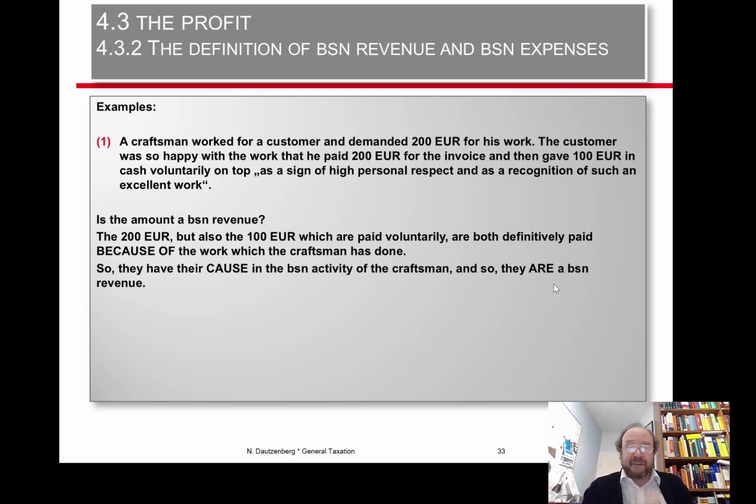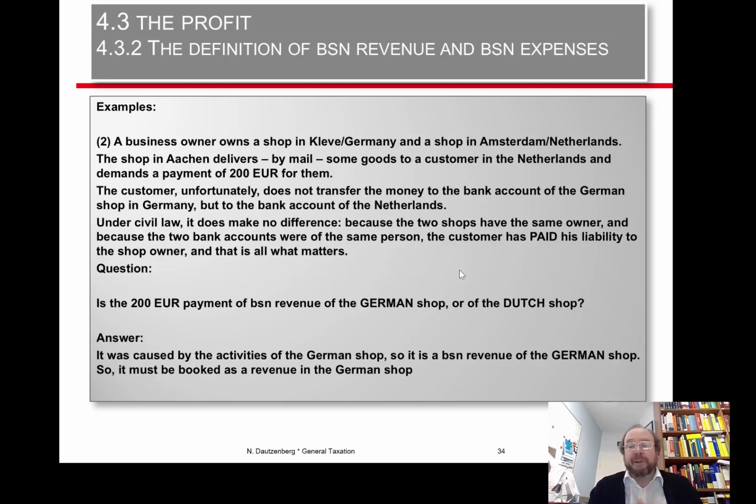The 200 euro are naturally caused by the business activity, and the 100 euro also, because they are not personal friends. There is a connection with what he did. Voluntary payments are also payments which you get for your business activity. It's caused by business, so it's a business revenue. There is no debate and dispute over that. That's a clear thing. So no hope, that's taxable.